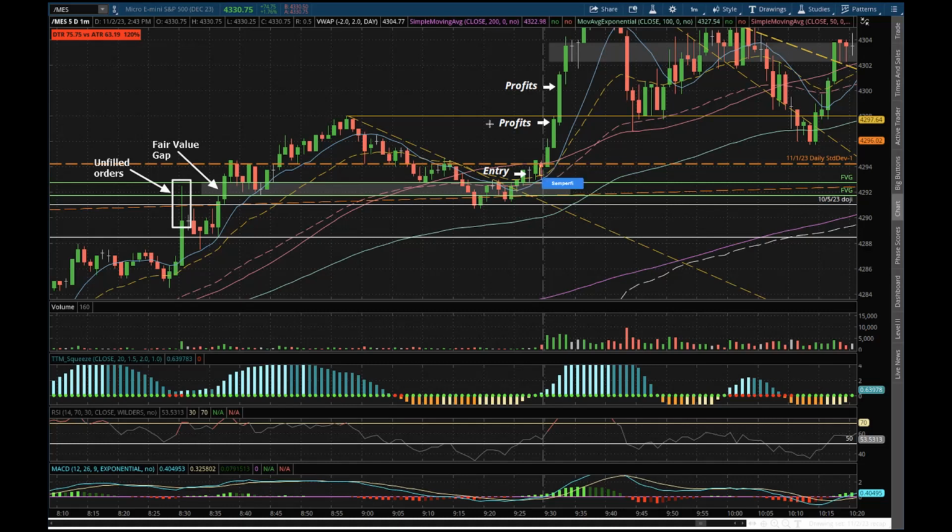They got it. And then it filled some of these orders right here. It pushed it back up. The sellers already had everything stacked up. We got RSI, MACD, and TTM. Not only that, you got volume.